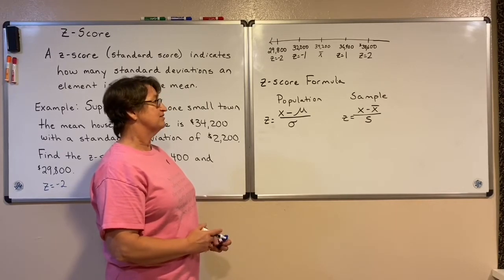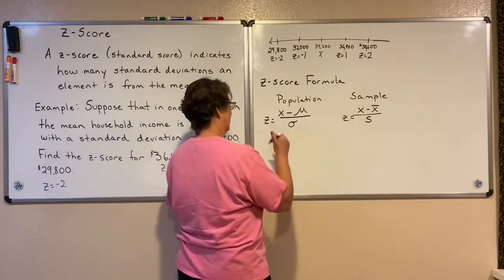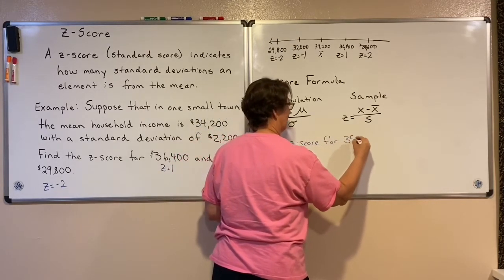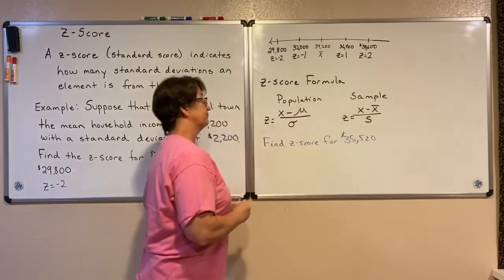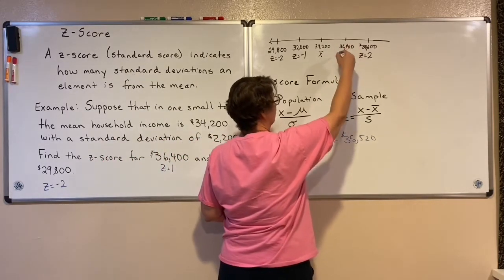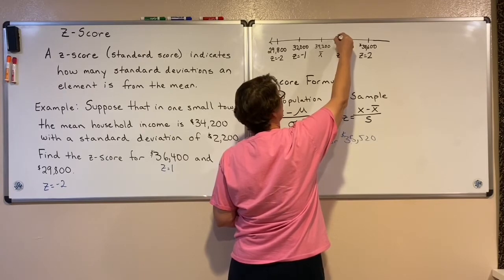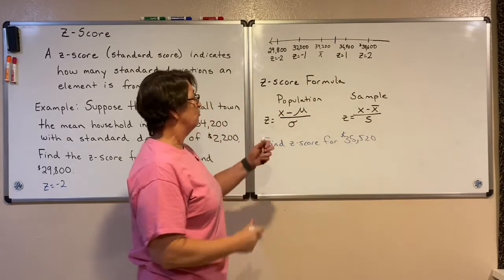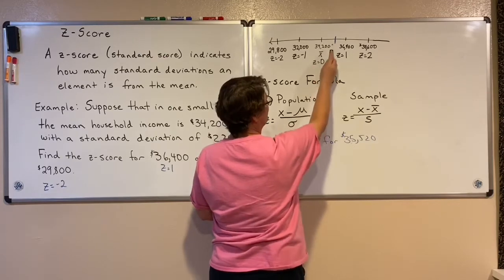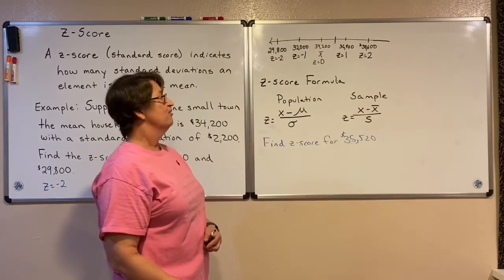So let's use that z-score formula to find the z-score for a data value. For instance, let's find the z-score for 35,520. Now we can look up on my number line and figure out about how much it should be. 35,520 is going to be somewhere in here. So I know that my z-score should be somewhere between, by the way, the mean's z-score is 0, so my z-score for this number should be somewhere between 0 and 1. It's not a full standard deviation away from the mean.